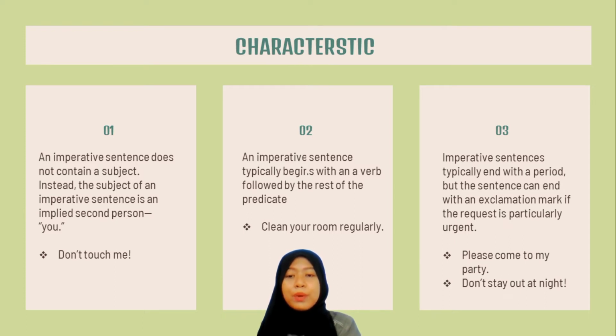As an example, when your friend says, "Don't touch me" to you, it means that you are the one that cannot touch them, right? So the subject is you, but it's not mentioned directly. And the second characteristic is an imperative sentence typically begins with a verb followed by the rest of the predicate. Diawali oleh kata kerja. Let's take a look at the example. Clean your room regularly.